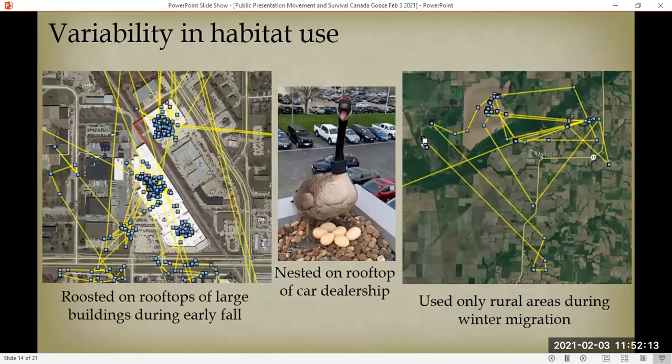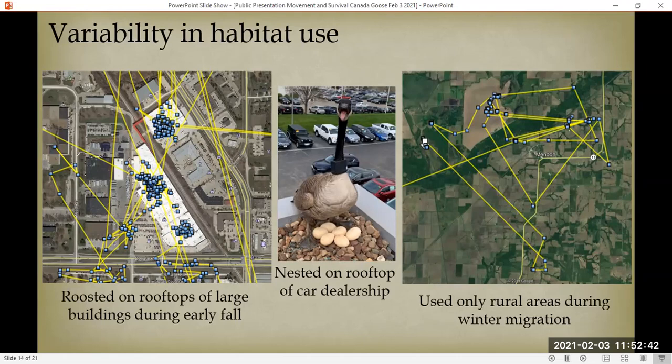So next, I'd like to just use one goose as an example of some variability in habitat use. This is a goose that we called 2C3. We were pretty surprised to see that in the early fall, in September and October, 2C3 was quite fond of roosting on building rooftops. Typically, geese roost or spend the night and rest over water, but she made use of these large flat rooftops.